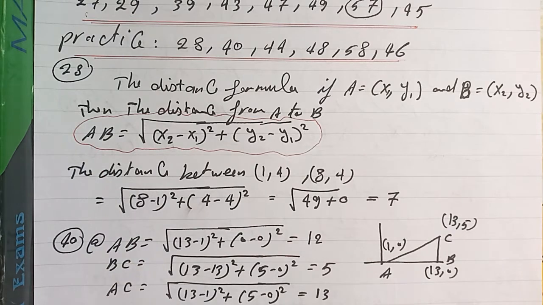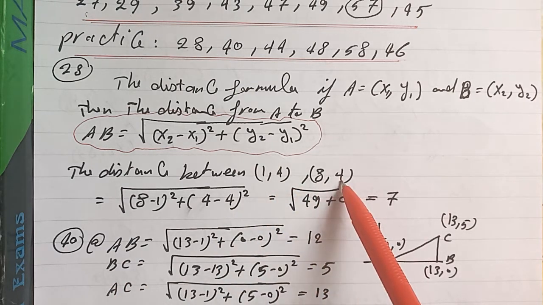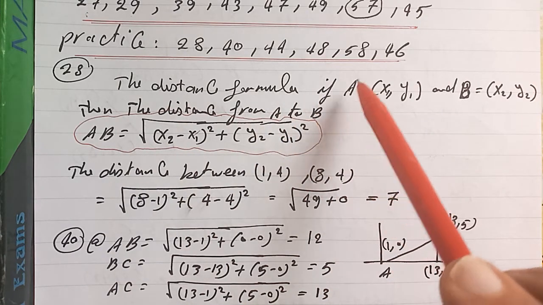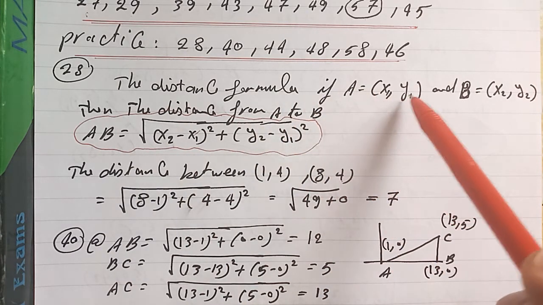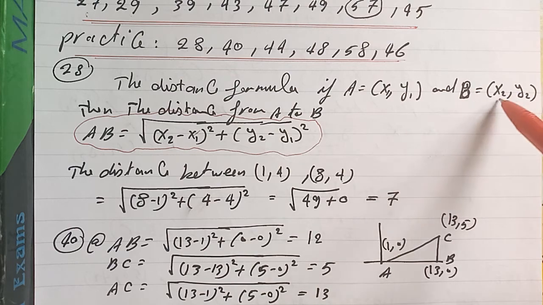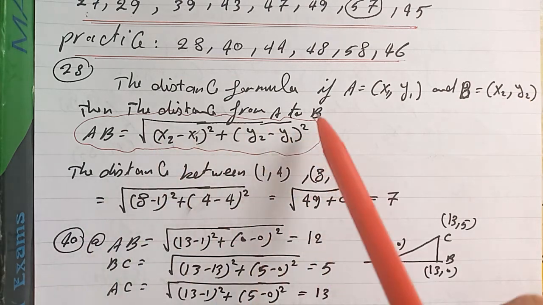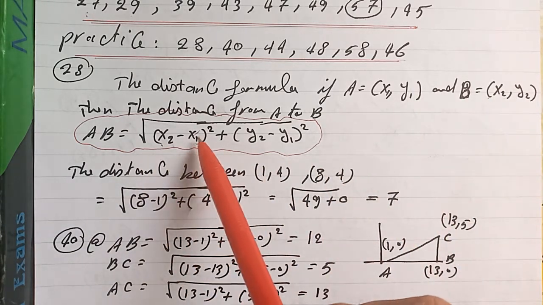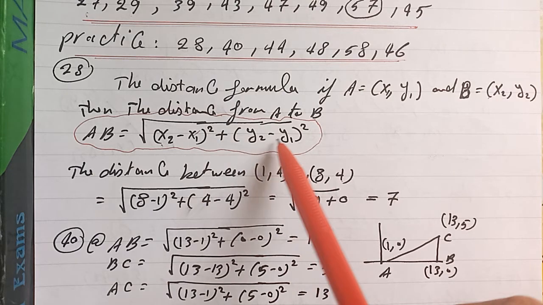Let's start with 28. Find the distance between 2 points. The 2 points are (1, 4) and (8, 4). Let me explain it first. The distance formula is: if you have 2 points, A (x1, y1) and B (x2, y2), how can you get the distance between A and B? It is the square root of the difference of x2 minus x1 squared plus the difference of y squared.